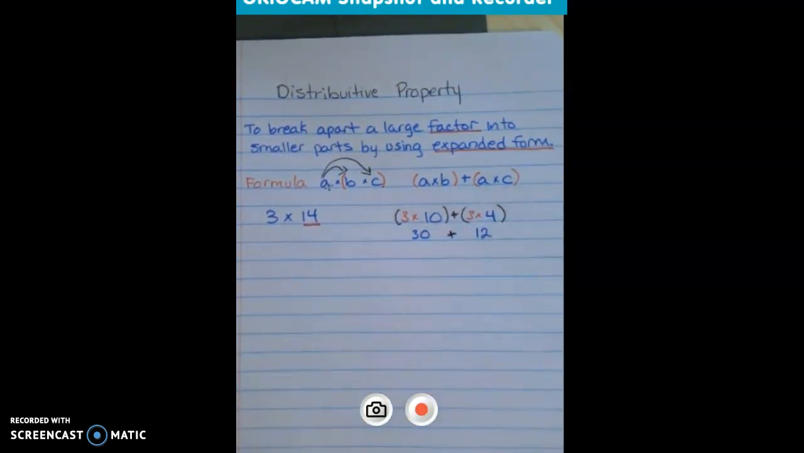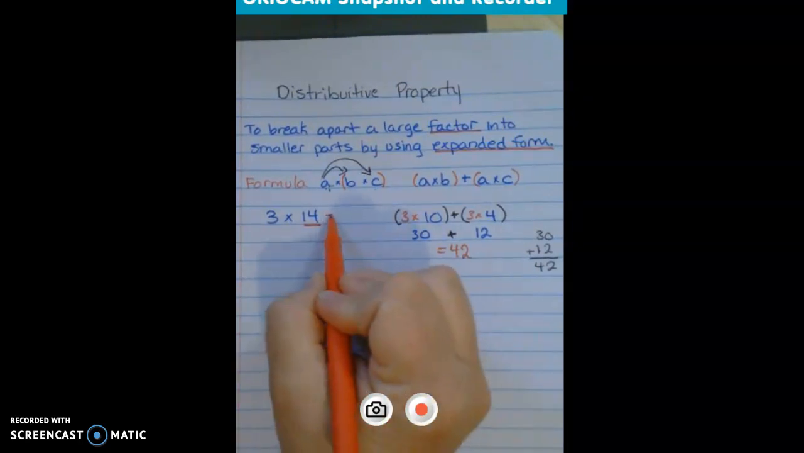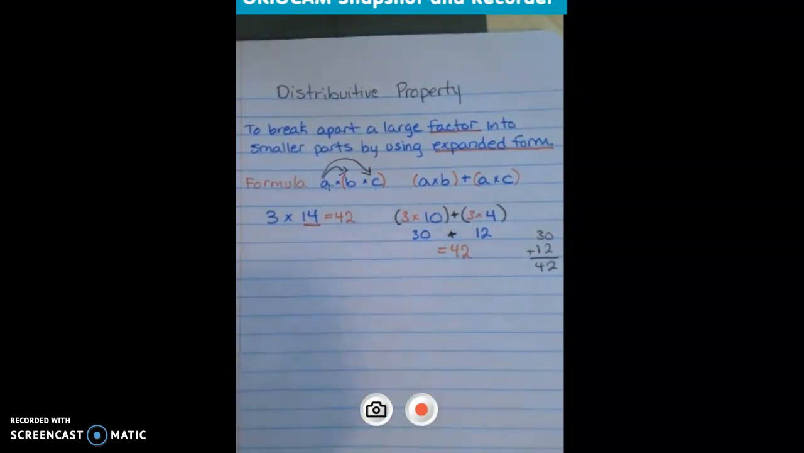Okay, so now I have my products, 30 and 12. I'm going to add those together. 30 plus 12, I'll do that over here in the corner. 0 plus 2 is 2, 3 plus 1 is 4. So that means that my final answer equals 42. So my final answer of 3 times 14 is 42.